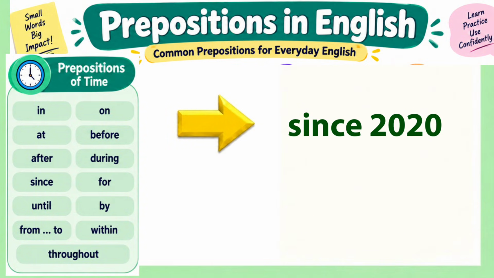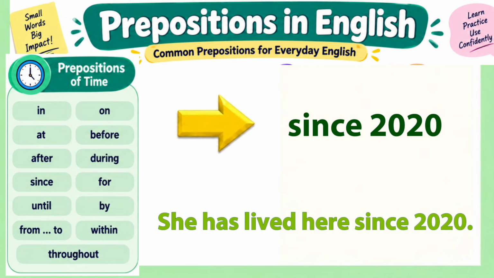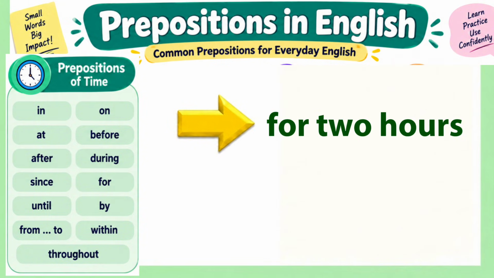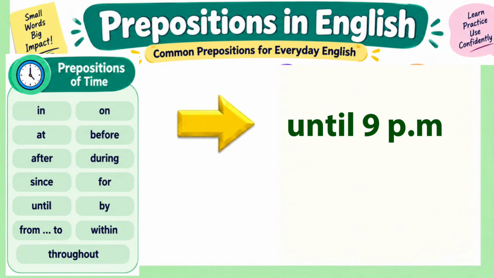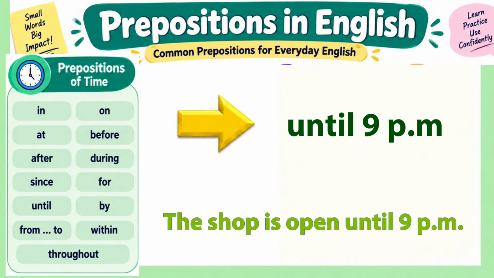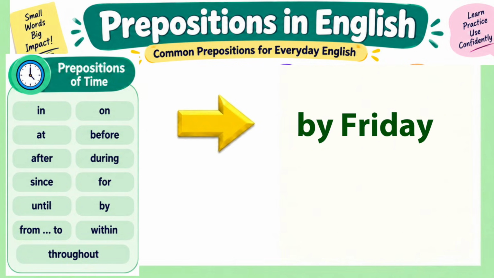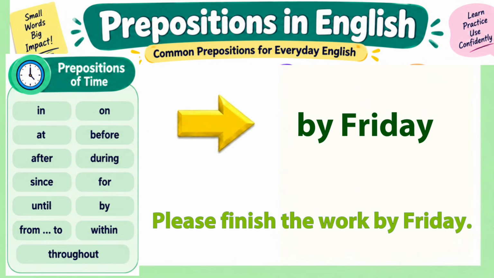Since. For example, since 2020. She has lived here since 2020. For. For example, for 2 hours. I have been waiting for 2 hours. Until. For example, until 9 p.m. The shop is open until 9 p.m. By. For example, by Friday. Please finish the work by Friday.